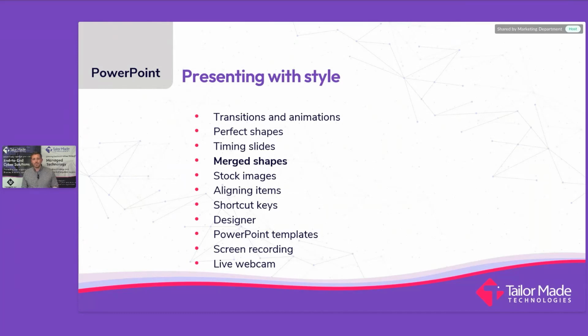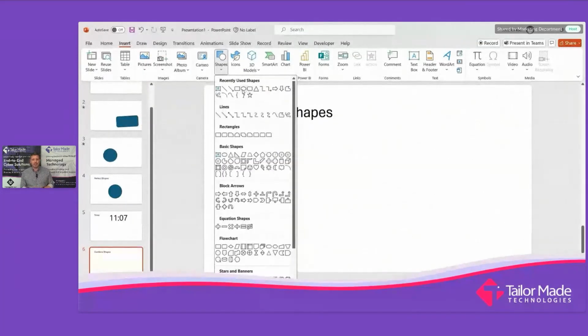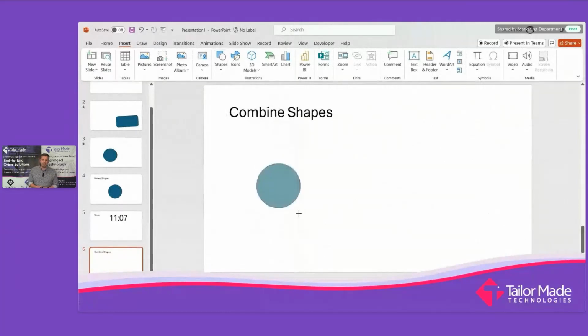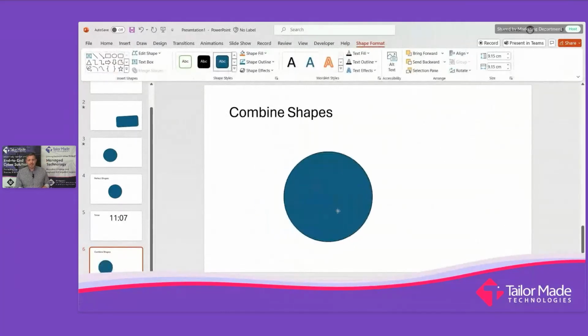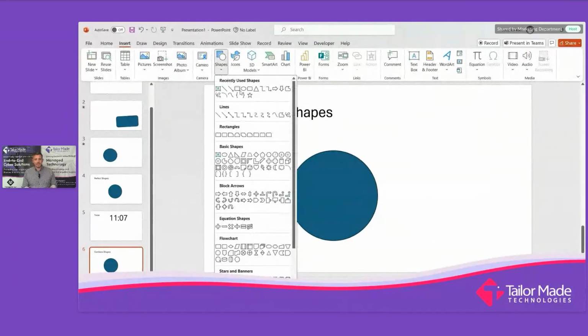Merge shapes. So what do we mean by merge shapes? This is about combining different shapes to get a different shape. Okay, so what we're going to do here, we're going to draw a circle. It was a perfect circle, I held shift. I'm also going to put a square over the top of it.